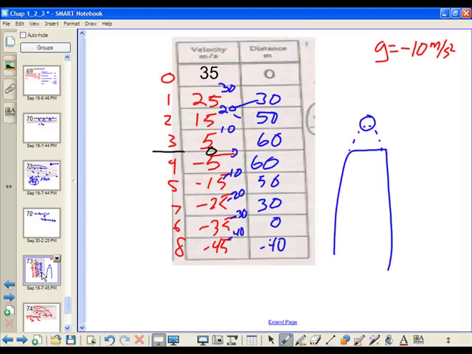Notice, same speeds. 35, 35, we're at 0. 25, 25 at 30. 15, 15, 50. 5 and 5, 60. Here we're below, so if this was like a cliff, we threw it up, and then it went down. So time 8 was somewhere below. We said 0 is right there. Anything above is positive. Anything below is negative. Any questions on those?